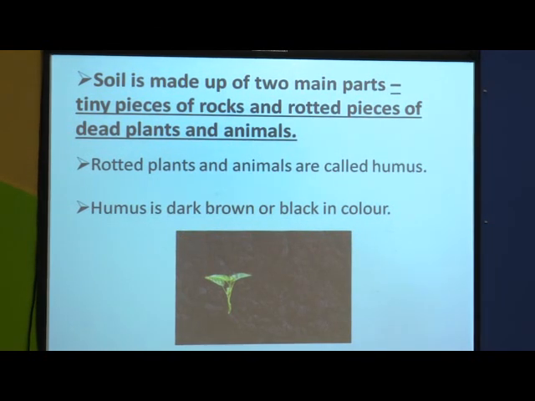Now, rotted plants and animals are called humus. See, humus is a new word. What is meant by humus? Rotted plants and animals are called humus. Are you getting it? Yes. Now, how does humus look? You can see in this picture. Humus is dark brown or black in color. Okay, this is the soil only, but this soil is converted into humus. How? Because of rotted plants and animals.